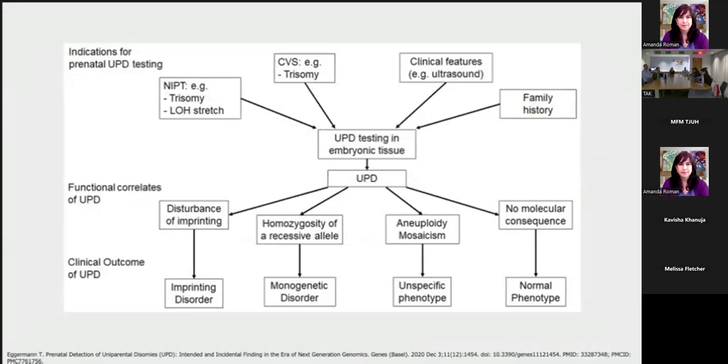Once uniparental disomy is noted on diagnostic testing, the important thing to know is that it could mean several things. Either there is a disorder disrupting imprinting, such as Angelman's or Prader-Willi. There is a homozygosity of a recessive allele, like cystic fibrosis or limb girdle muscular dystrophy, which we discussed earlier. There could be aneuploidy mosaicism leading to an unspecific phenotype, such as with mosaic 16, which we just discussed. But most of the time, we'll have molecular changes of no consequence, as we've seen throughout the lecture, where we see uniparental disomy but not necessarily any phenotype.